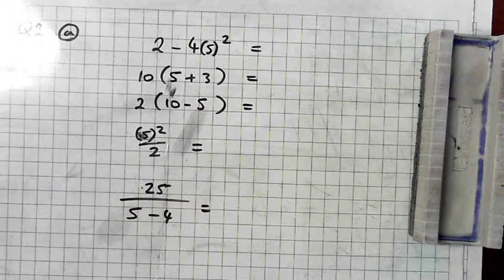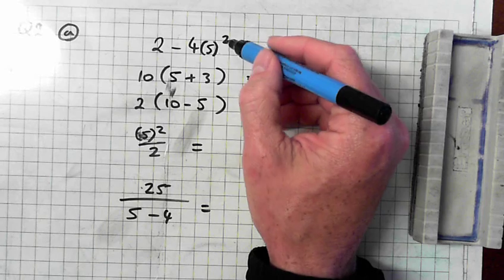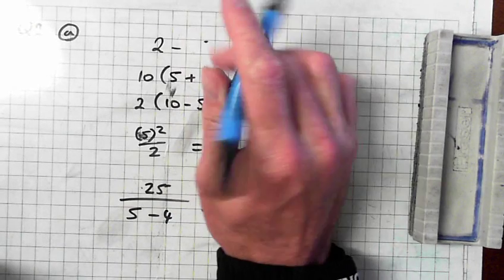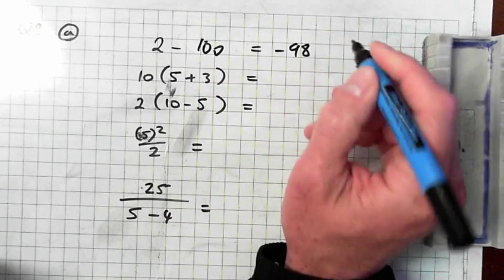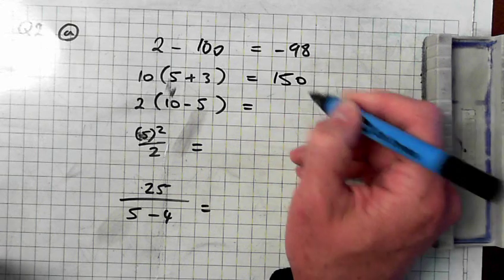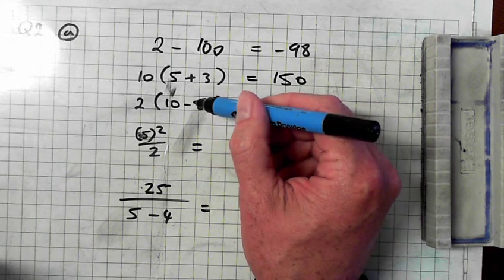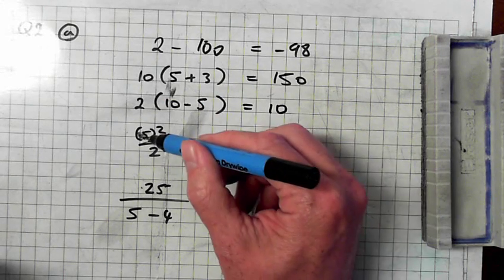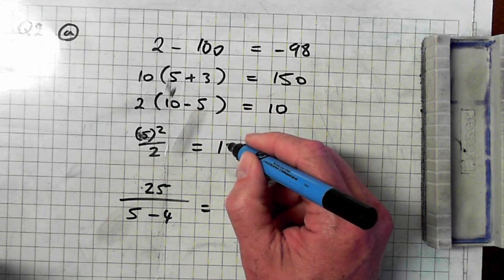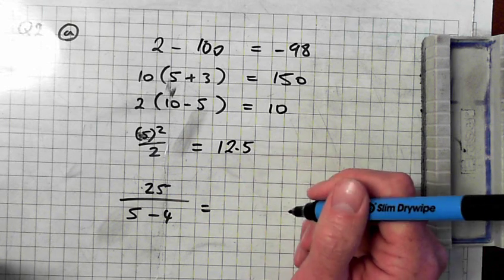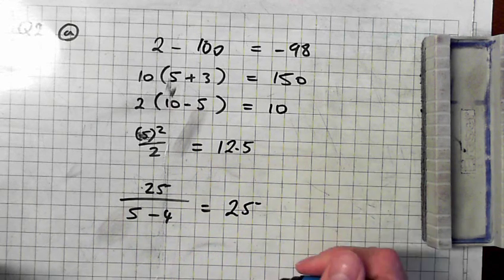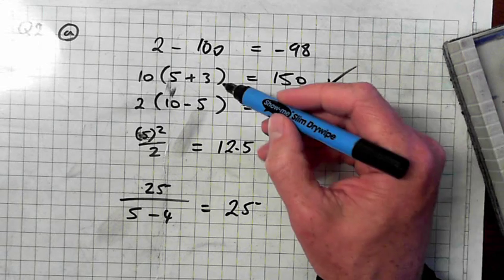So quickly, which one is the greatest value? What is this one worth? 5 squared is 25 times 4 is 100. So 2 minus 100, minus 98. Right, this one is 5 times 3, the brackets first, 15 times 10, 150. This one is 10 minus 5, which is 5 times 2, 10. This one is 5 squared, so that's 25 divided by 2, 12.5. And here we have 25 over 1, which is 25. So which is the biggest value? This one is the biggest.